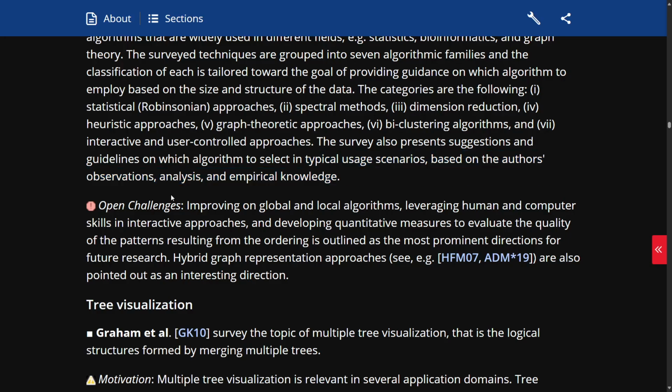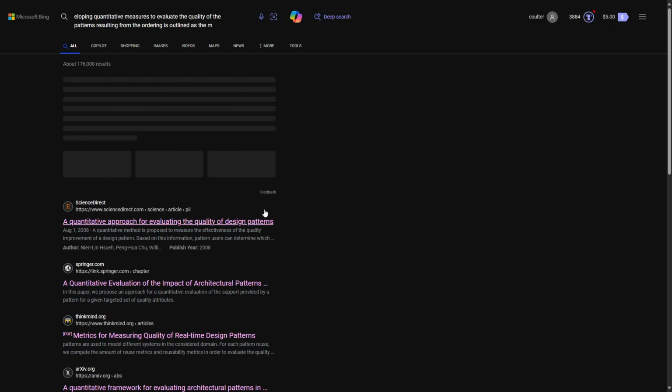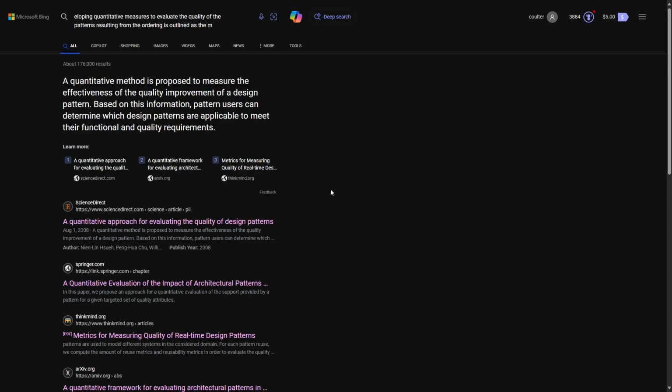Image open challenges. Improving on global and local algorithms, leveraging human and computer skills in interactive approaches, and developing quantitative measures to evaluate the quality of the patterns resulting from the ordering is outlined as the most prominent directions for future research. Hybrid graph representation approaches, see, for example, HFM07, ADM19, are also pointed out as an interesting direction.